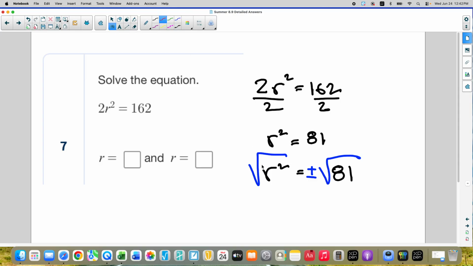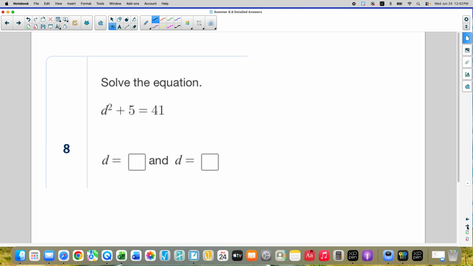The square and the square root cancel, leaving us with r. Plus or minus the square root of 81, which is a perfect square. That equals 9. So my value for r can be plus 9 and negative 9, or plus or minus 9. That's the notation that you'll see. Solve the equation. Again, we're going to isolate the variable.